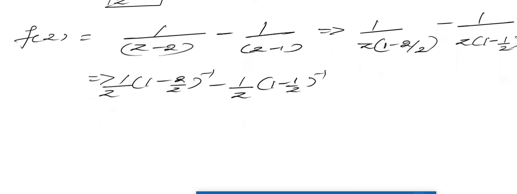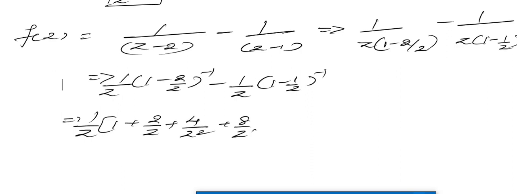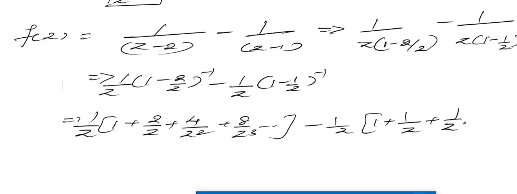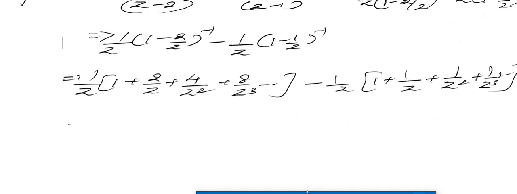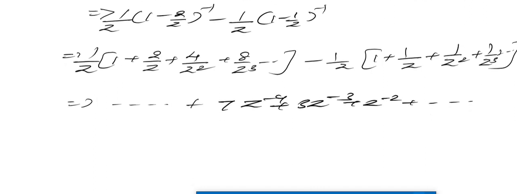Apply the expansion of 1 minus x whole power minus 1. So we get 1 by z into 1 plus 2 by z plus 2 square is 4 by z square, 2 cube is 8 by z cube, and so on. Similarly here I have 1 by z into 1 plus 1 by z, 1 by z square, 1 by z cube, and so on. On expansion and simplification, you have some terms plus 7z power minus 4 plus 3z power minus 3 plus z power minus 2, and so on. So it has only negative terms in the series.